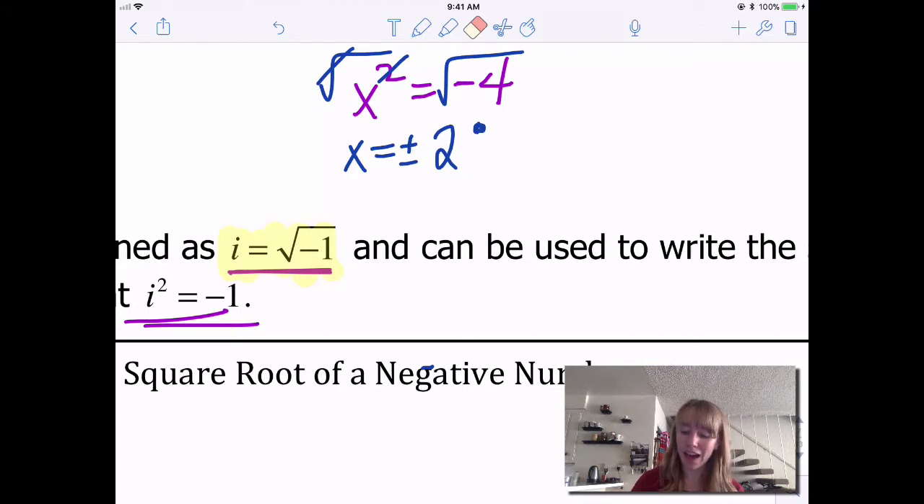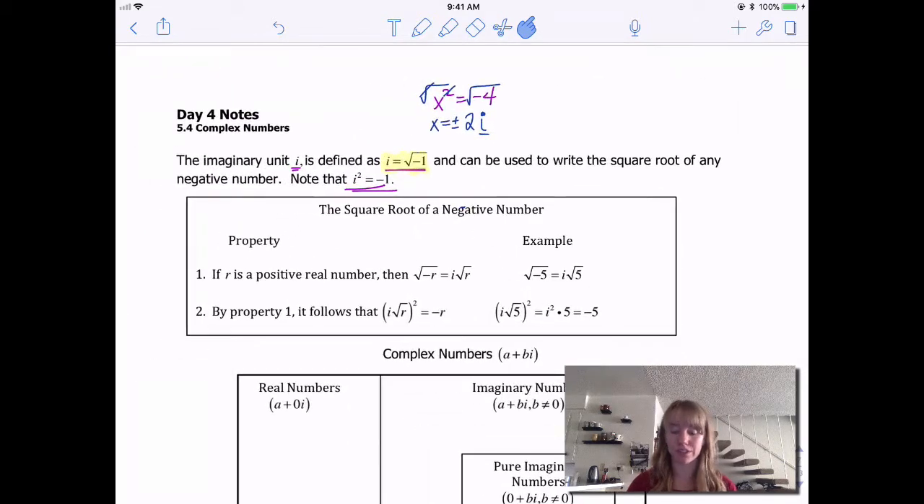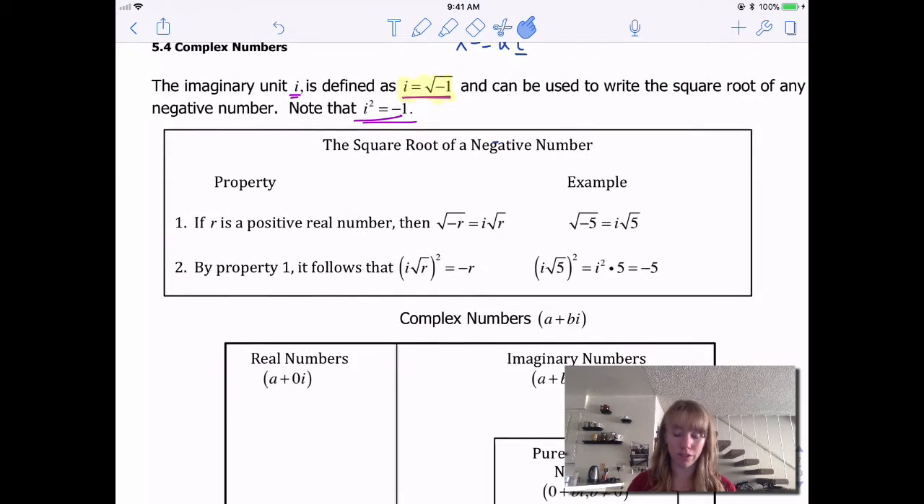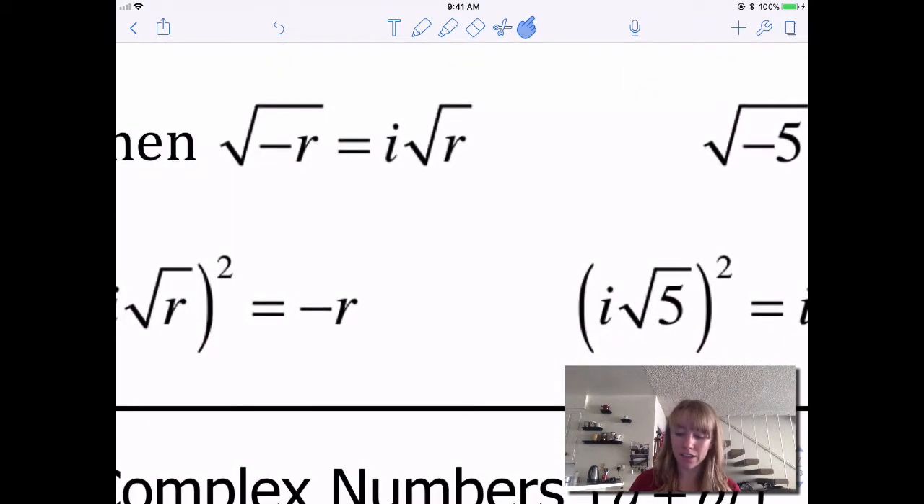So this i is actually going to help us because it's going to make us able to solve any square root problem, whether it has a positive under the square root or a negative. So we're going to do all sorts of stuff with that square root of a negative number today. So here's our big property. If r is a positive real number, then if there is a negative under the square root, how I'm going to deal with it is just by tagging with an i, just saying, okay, that i says there was a negative under that square root.